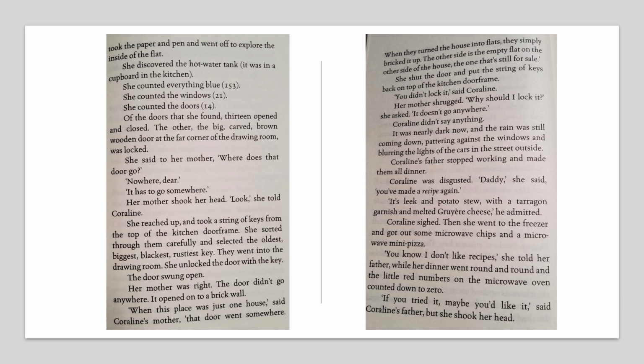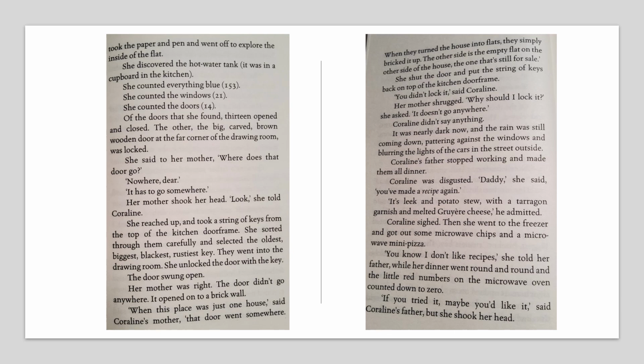The big carved brown wooden door at the far corner of the drawing room was locked. She said to her mother, "Where does that door go?" "Nowhere, dear." "Has to go somewhere." Her mother shook her head. "Look," she told Coraline. She reached up and took a string of keys from the top of the kitchen door frame. She sorted through them carefully and selected the oldest, biggest, blackest, rustiest key.